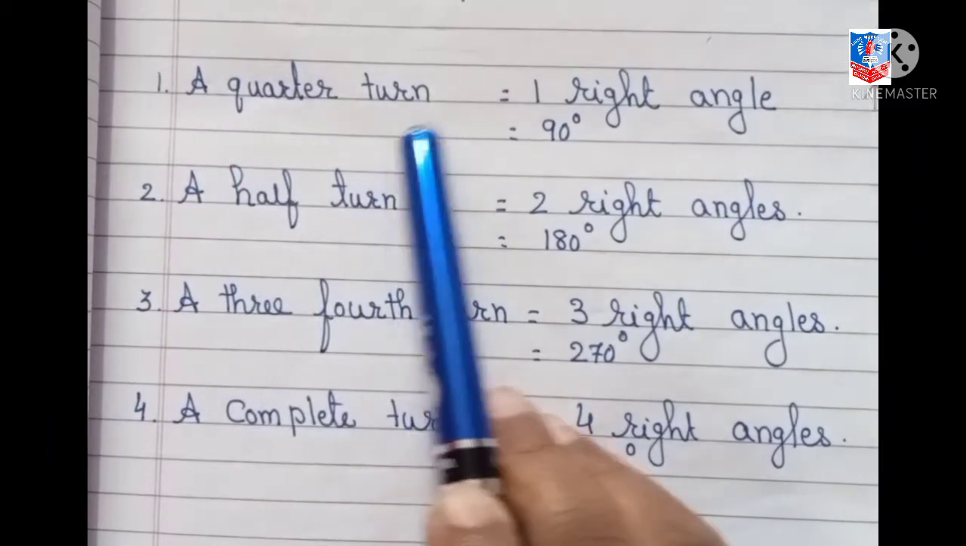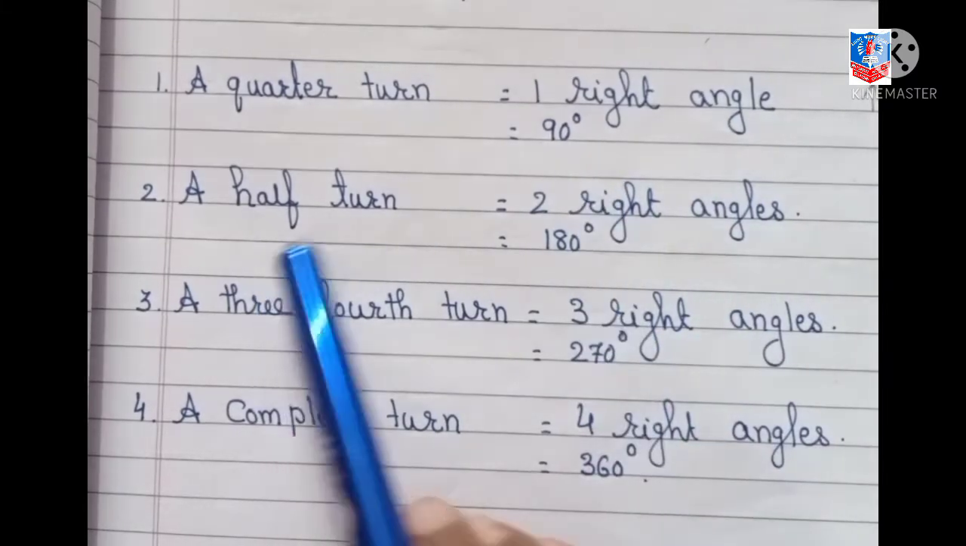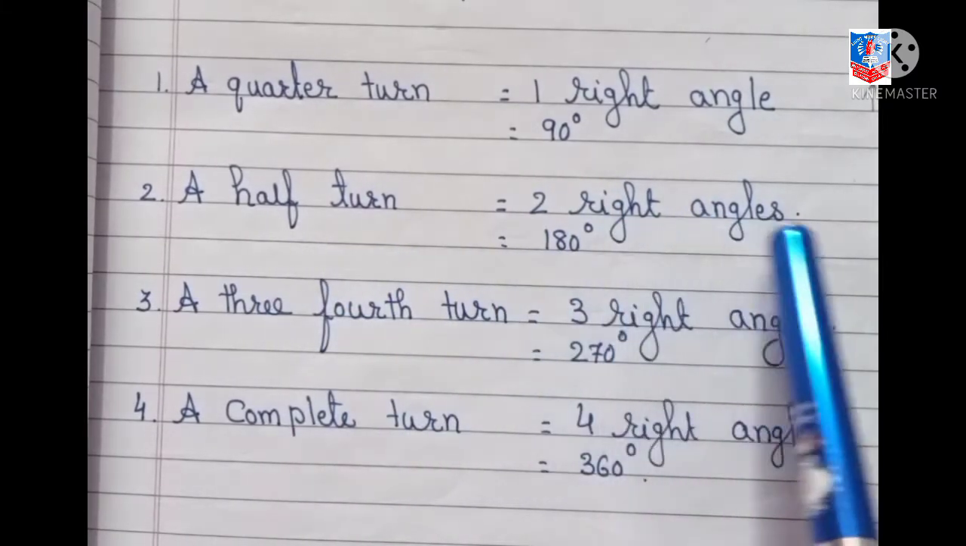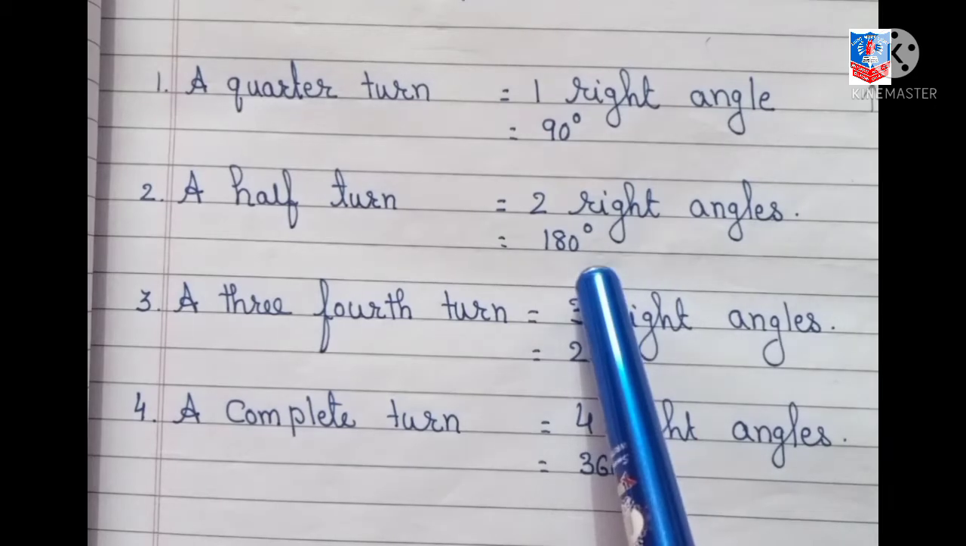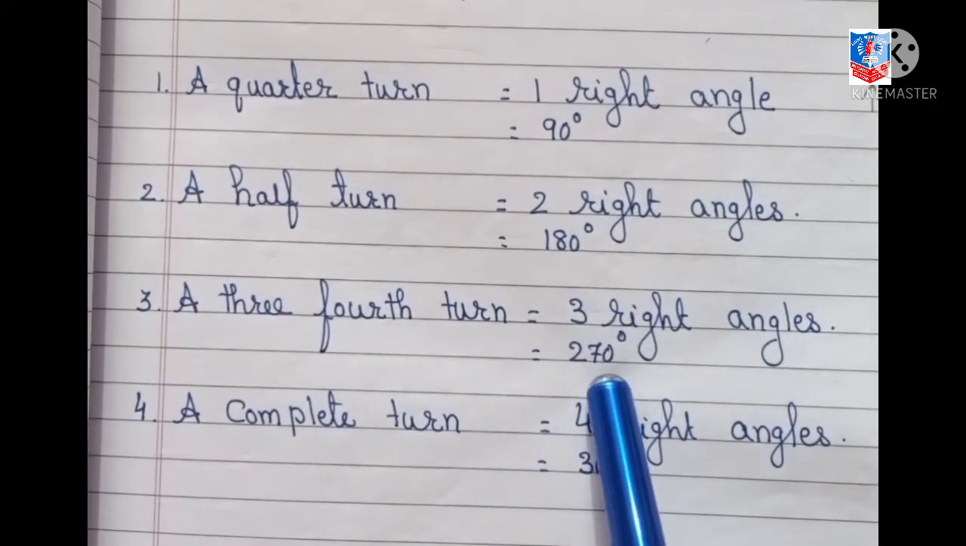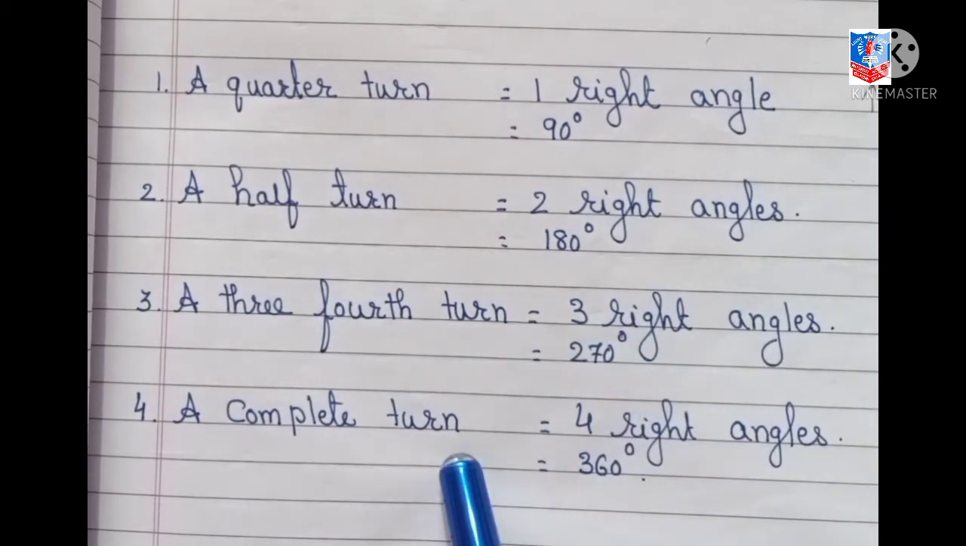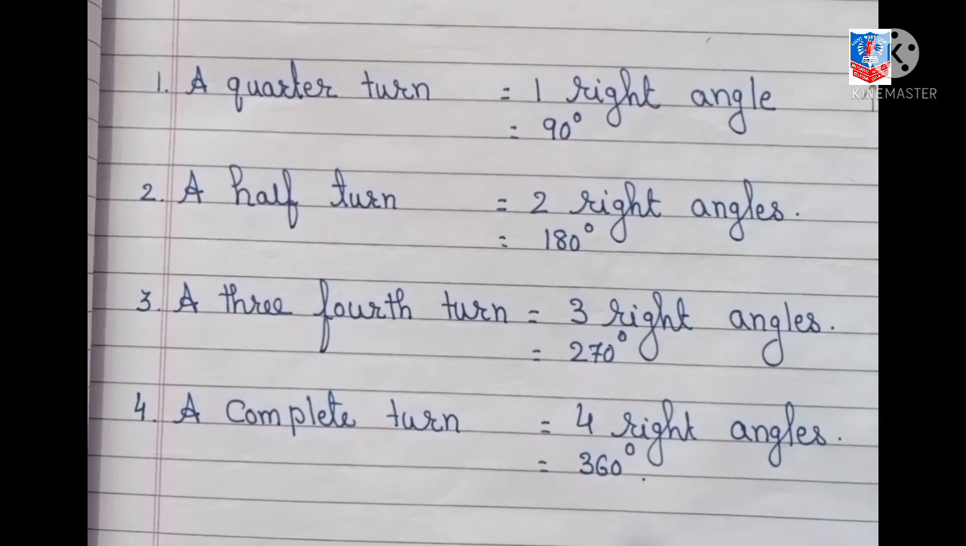A quarter turn is equal to 1 right angle, 90 degrees. A half turn is equal to 2 right angles, 180 degrees. A 3/4 turn is 270 degrees, 3 right angles, and a complete turn is 4 right angles, 360 degrees.